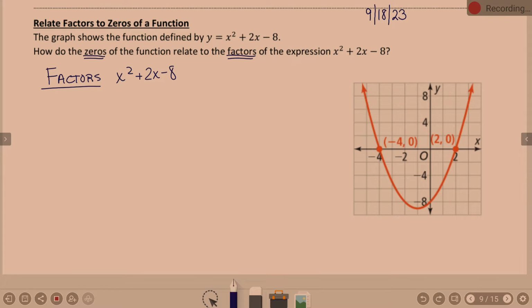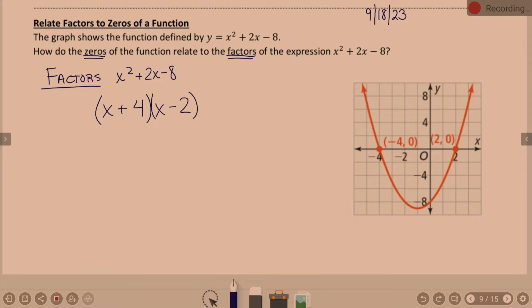Dig deep, although you might not have to dig too deep. How do we factor this one? Find the product of -8 and a sum of 2. What works? What multiplies to be -8 and adds to be 2? 4 and -2. How do I set up these factors? My factors are going to be two parentheses. X squared breaks into x and x. And one of them is x plus 4. One of them is x minus 2.